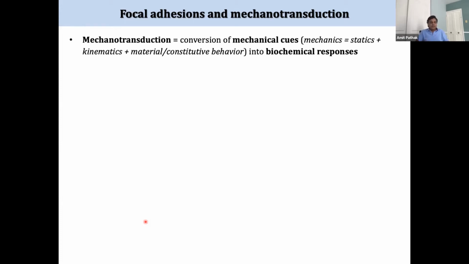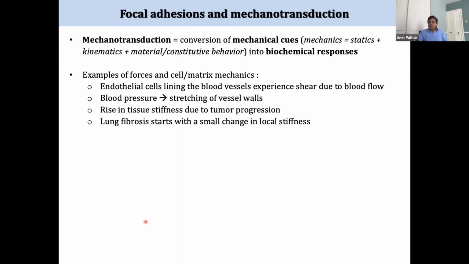If a mechanical cue just ends up being another mechanical output, then it's not really mechanotransduction. It is a mechanical cue going into a biochemical response, meaning different types of signals within the cell, gene expression, protein production, and so on. And where do these mechanical cues come from in mechanobiology? Cells lining the blood vessels and so on. Blood pressure can act as a mechanical input.